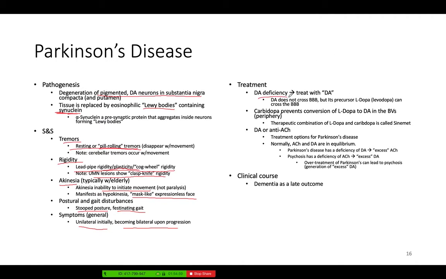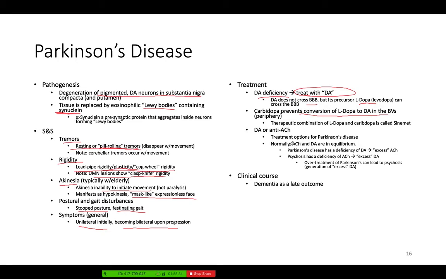Okay. Because we have a dopamine deficiency here, we need to treat with dopamine. That makes sense. Dopamine cannot cross the blood-brain barrier, but L-DOPA can. So we are going to give L-DOPA in order to try and increase the levels of dopamine in the brain. Carbidopa will prevent that conversion of L-DOPA to dopamine in the periphery. So that is helpful because any dopamine you have in the periphery is now going to kind of be shunted up into the brain and restore that imbalance of dopamine that you're having.